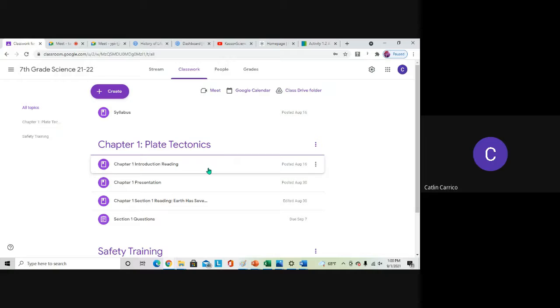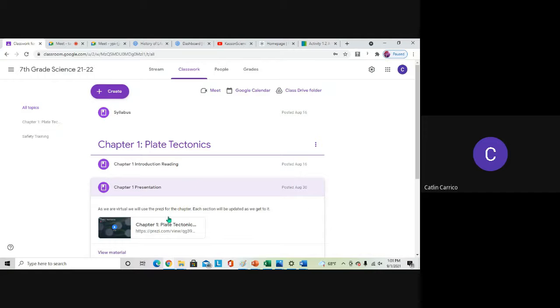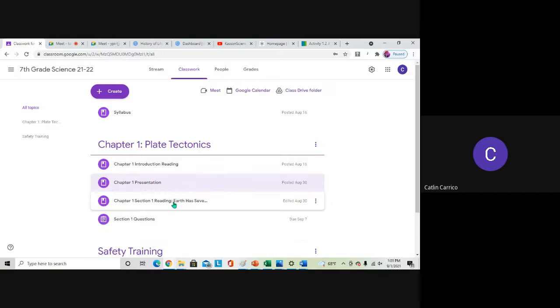The thing we're going to be covering today is your Chapter 1 introduction reading, where we're going to introduce you into the chapter. We're going to look at some concepts we're going to be covering, and then we're also going to be looking at your chapter projects. Tomorrow we'll be looking at the Chapter 1 presentation, which is a Prezi, just like what we used last year. Click on the link, it'll take you right to the Prezi.